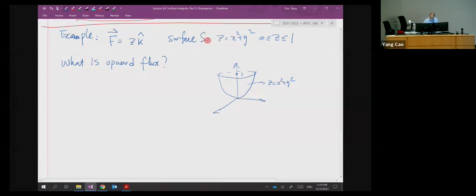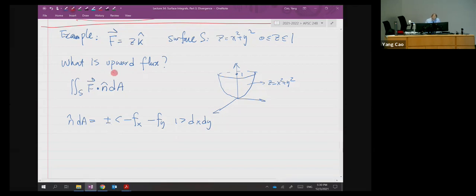Upward is a direction, the direction going up. So the first question is, let's write down the surface integral formula here. Of course, we know n hat dA. Let's put down n hat dA first. The original formula for n hat dA is positive or negative of this vector times dA. So the next question is, should I pick the positive or the negative? That's a decision you have to make.